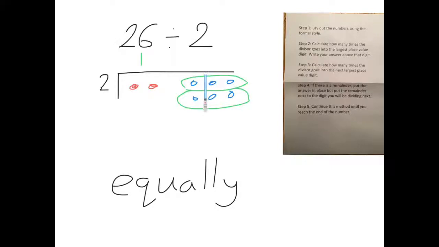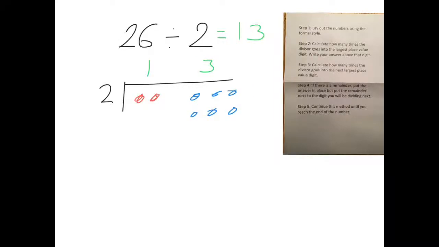Now again, we look at one group here. So let's look at this top group here, and we can see that in there we've got 1, 2, 3 dots. So the number we need to write above here is the number 3. So 26 divided by 2 equals 13. Now the last thing we have to do is obviously check against our steps to success that we've actually done everything. So let's do that now, shall we?